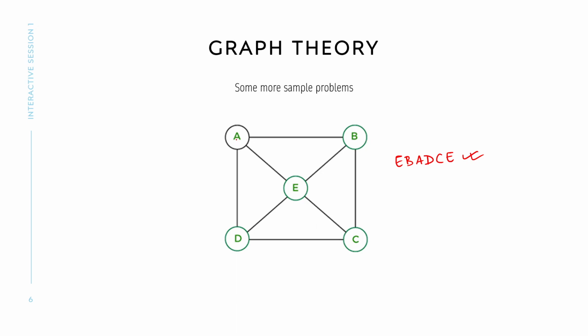I haven't tried it. Yeah, even if you start in a corner, you'll be able to reach it. So B, A, E, D, C, B, right? Any corner you start at, you'll be able to reach it. So yeah, this is a simple example.